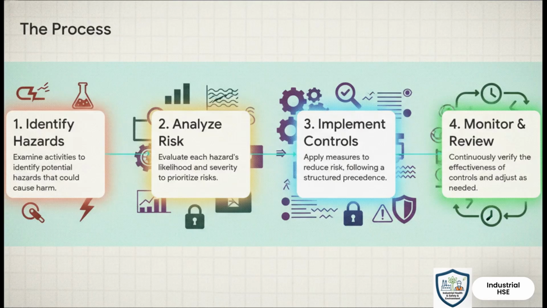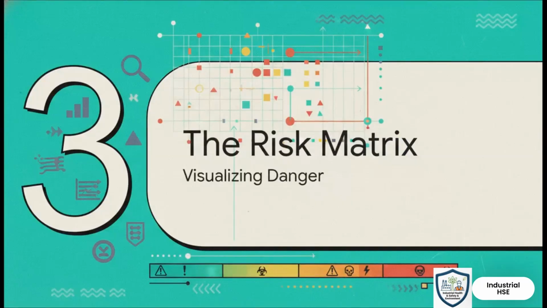Next, you do something about it. You implement controls. But the last step is maybe the most crucial. You have to keep monitoring and reviewing, because this isn't a one-and-done kind of thing. It's a living cycle.